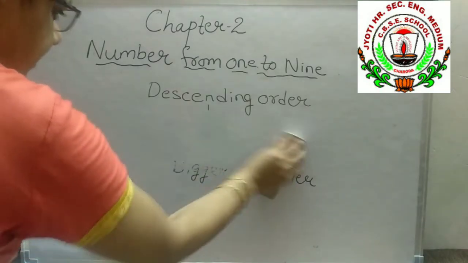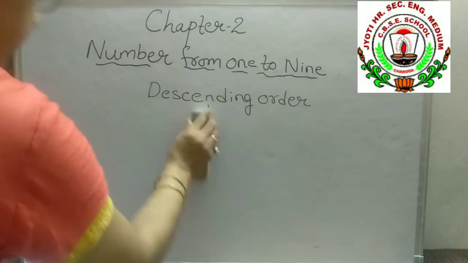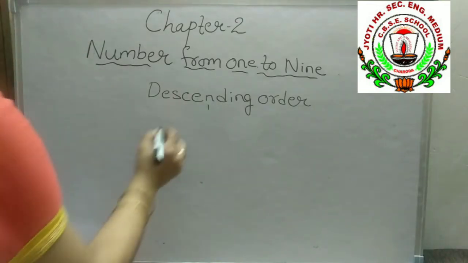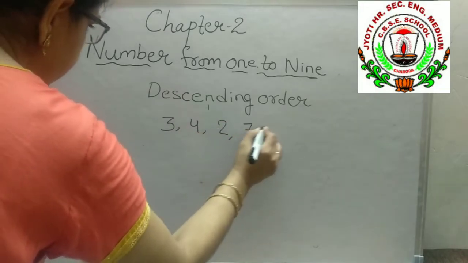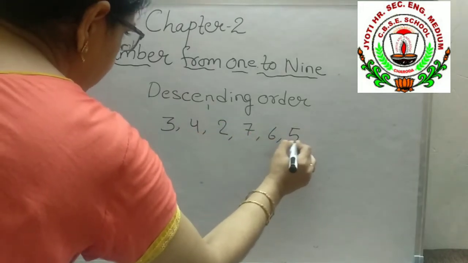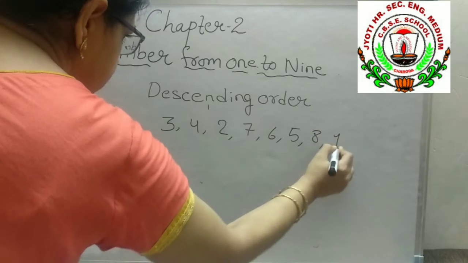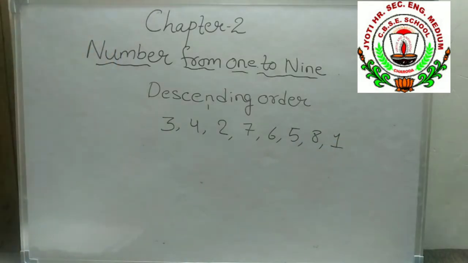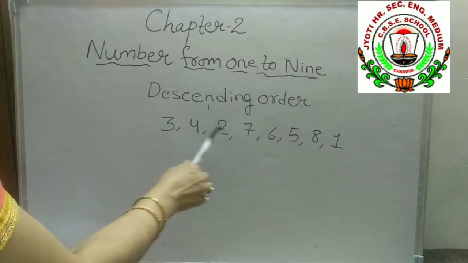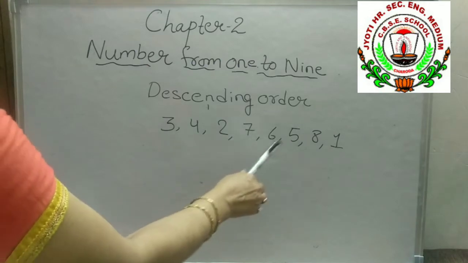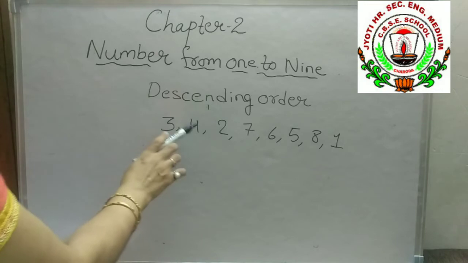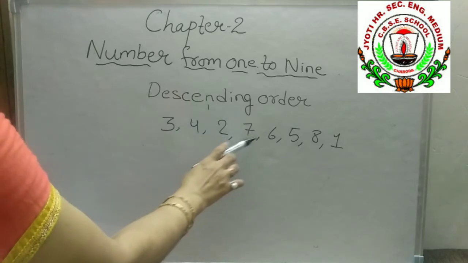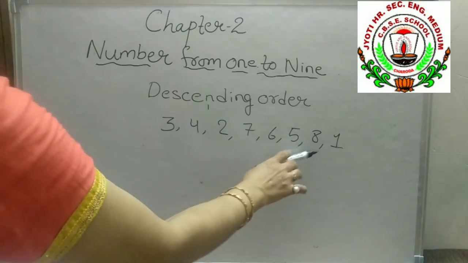So let us take some examples to explain this descending order. I am taking some numbers and writing them randomly. Randomly means they are not in a sequence. So these are the numbers I have written: 3, 4, 2, 7, 6, 5, 8 and 1.